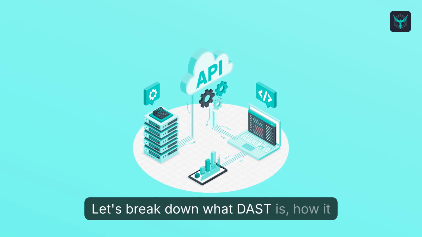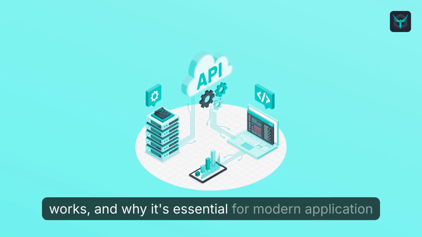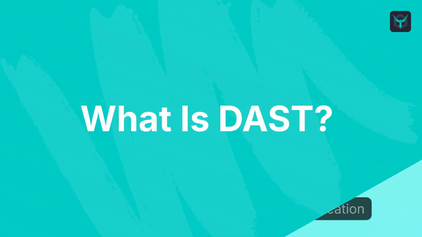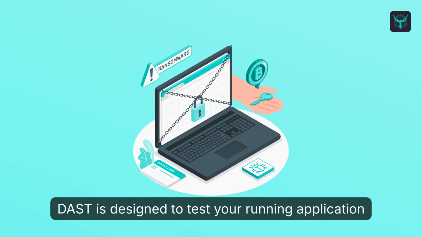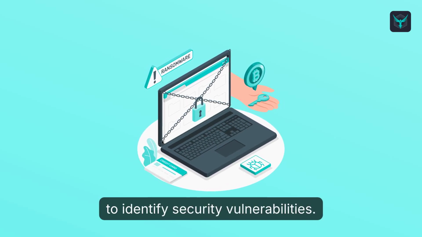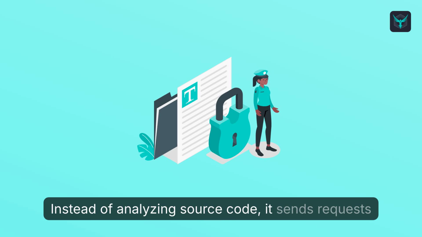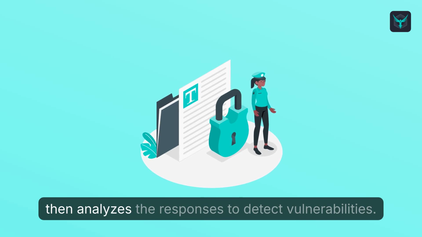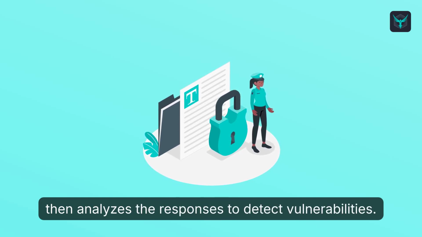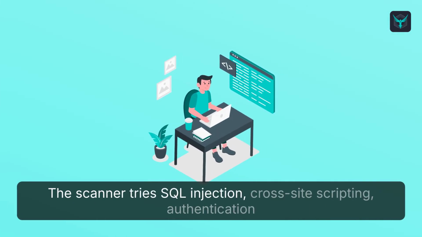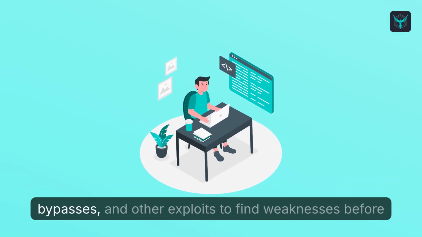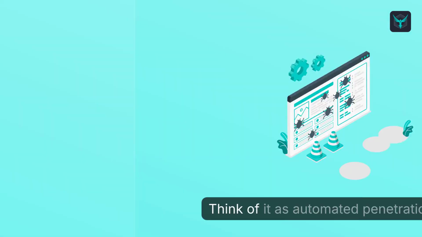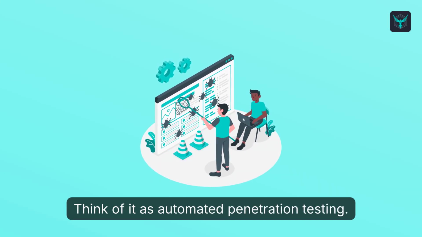Let's break down what DAST is, how it works, and why it's essential for modern application security. What is DAST? DAST is designed to test your running application to identify security vulnerabilities. Instead of analyzing source code, it sends requests to your deployed application that simulate real attacks, then analyzes the responses to detect vulnerabilities. The scanner tries SQL injection, cross-site scripting, authentication bypasses, and other exploits to find weaknesses before the real attackers do. Think of it as automated penetration testing.